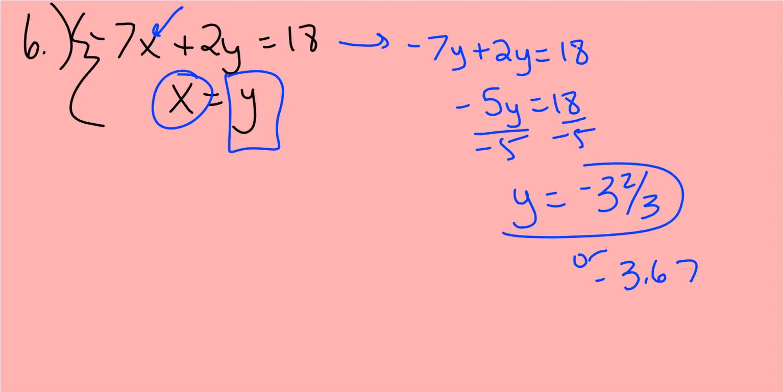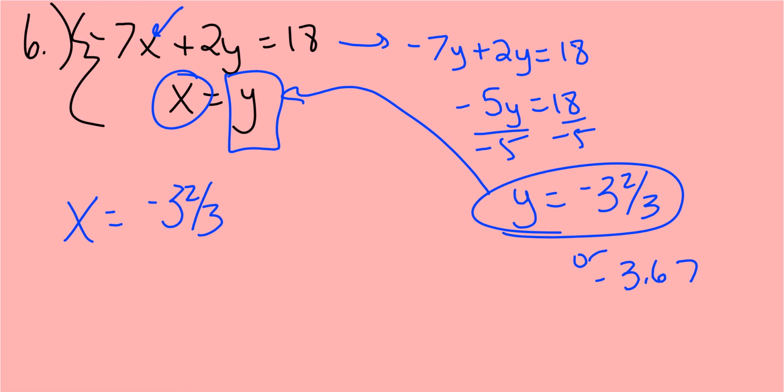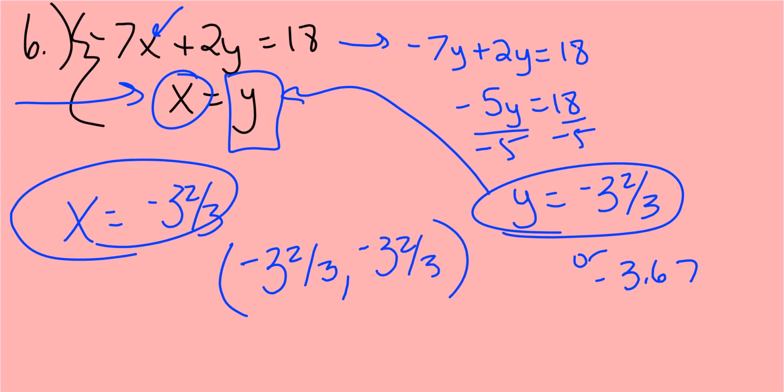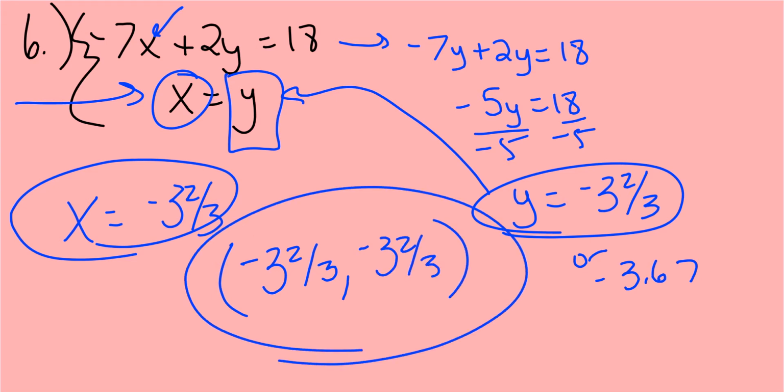Now look, I'm going to put negative 3 2/3 in for y right there. So x equals negative 3 2/3. And this really messes a lot of people. They didn't think this was possible, but it is possible for x and y to be the same thing. And that's actually what this line's saying right there. So it's okay. We end up with negative 3 2/3. That's our answer right there. That's it for number 6.